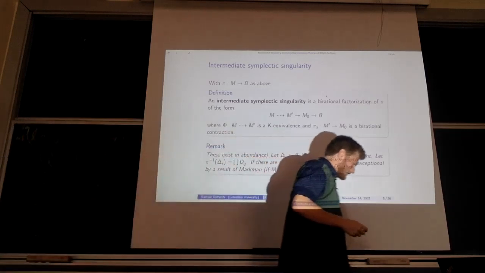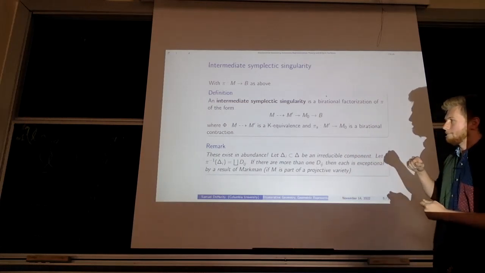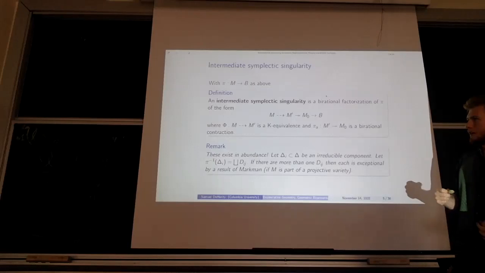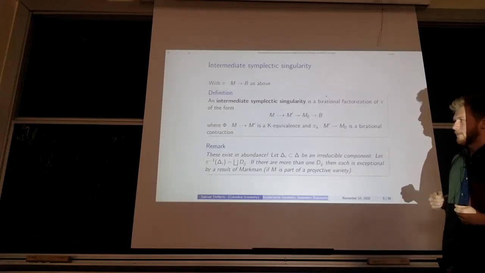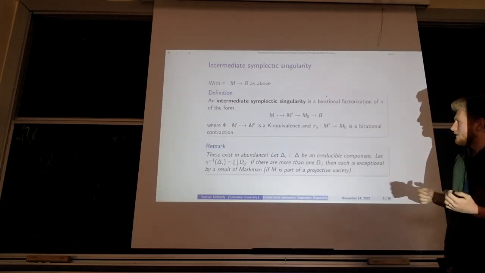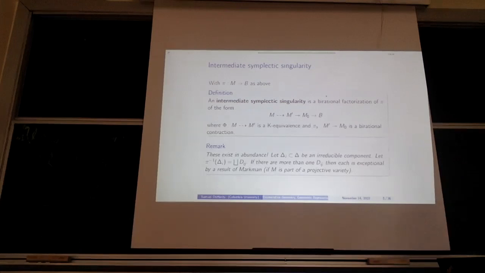So not only can we study irreducible components of Lagrangian fibrations, we can study these sort of weird things where we wrap our singular fiber a bunch of times. These are still somehow contractible on intermediate symplectic singularities according to this definition, where first we do a birational transformation and then we do what we had on the previous screen.